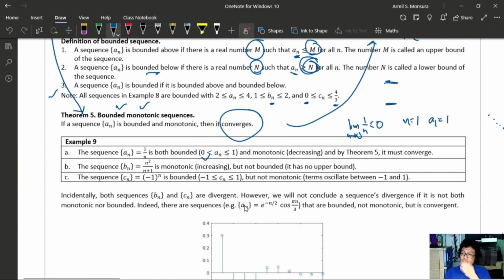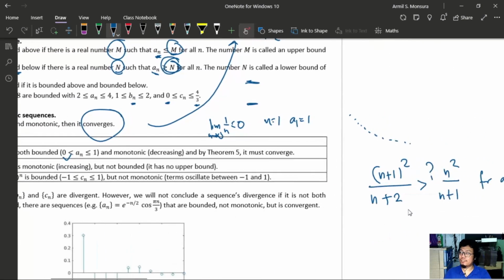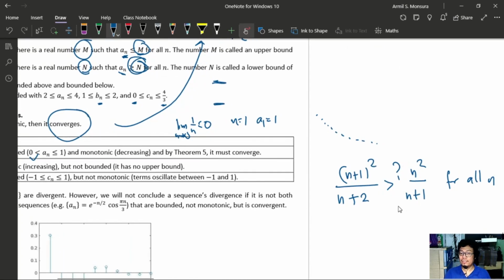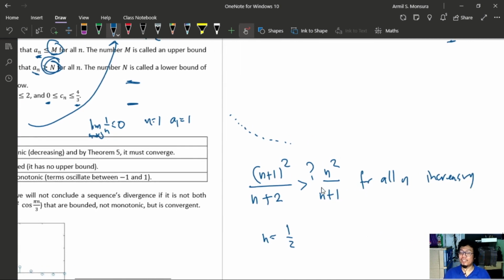But the thing is that this term has no upper bound. Because when n is 1, that's the minimum value of n. This is 1/2. So this might have a lower bound of 1/2. But as you go along, from n equals 1, this one is actually increasing. And in fact, if you find the limit of n squared over n plus 1 as n approaches infinity, this actually grows very large. So therefore, there is no upper bound here. So this is an unbounded sequence.